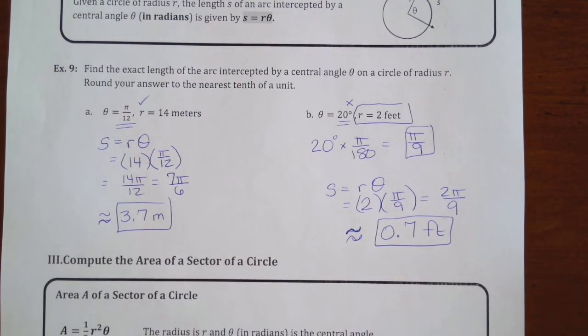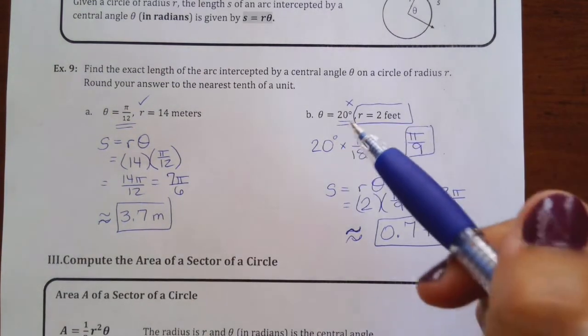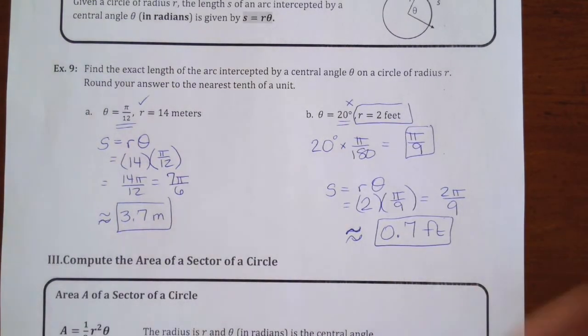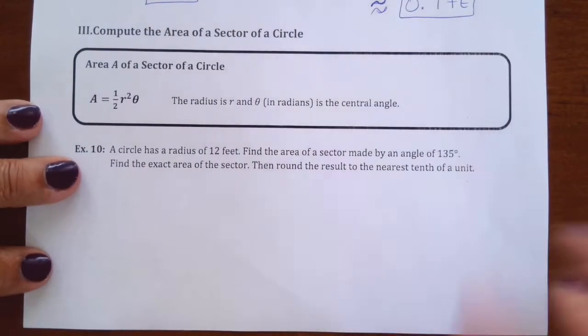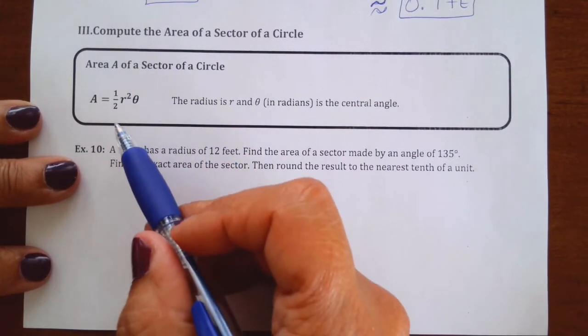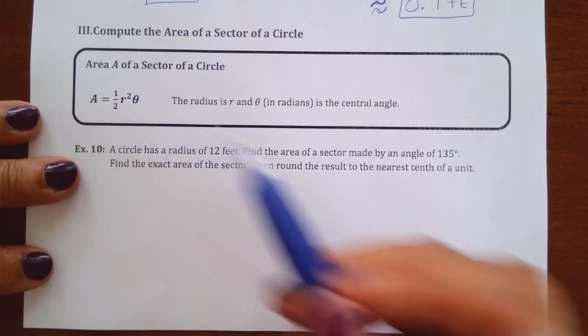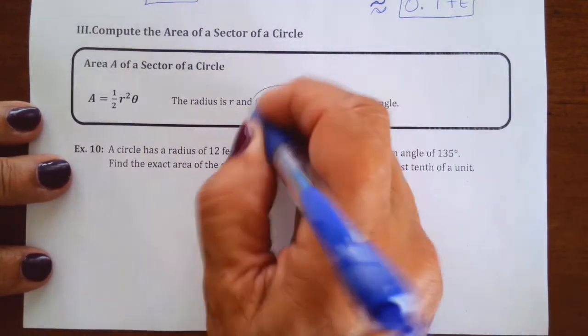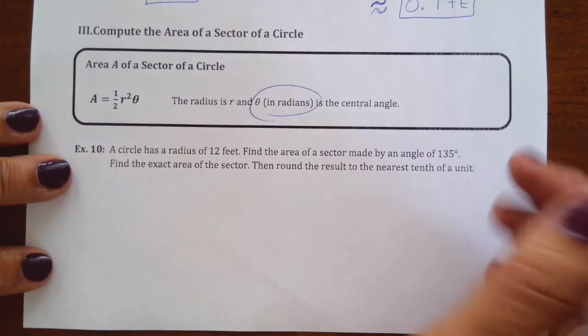Okay? So please be careful. They're always going to give you problems with degrees, so just make sure you change that up. All right, the same goes for area. The formula is a little harder, not much. It's 1/2 the radius squared times theta, but again, theta has to be in radians, okay?